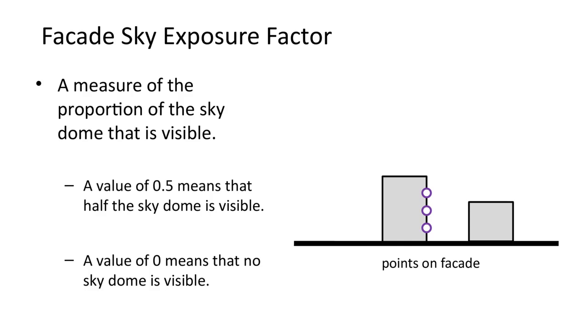So a value of 0.5 means that half the sky dome is visible, which means that there are no obstructions in front of that point on the facade. A value of 0 means that no sky dome is visible.